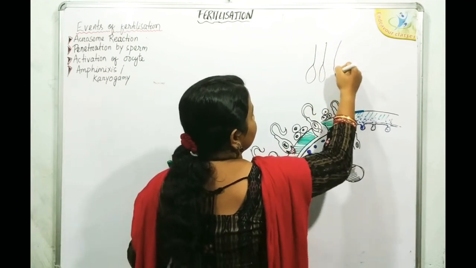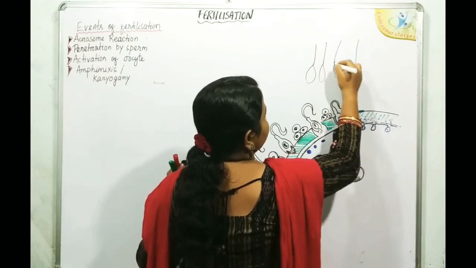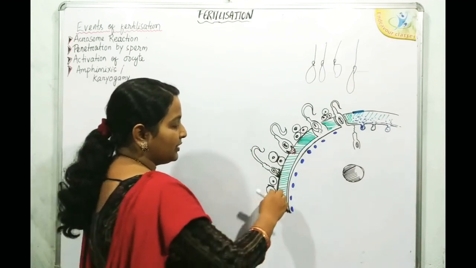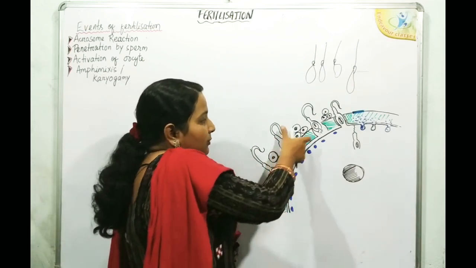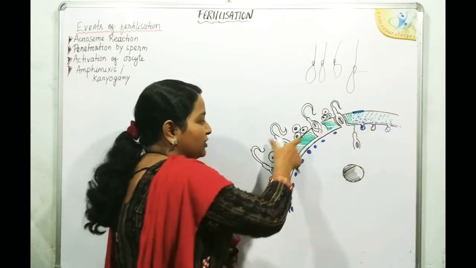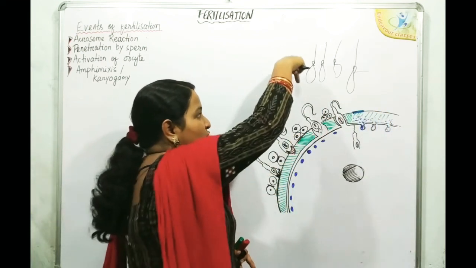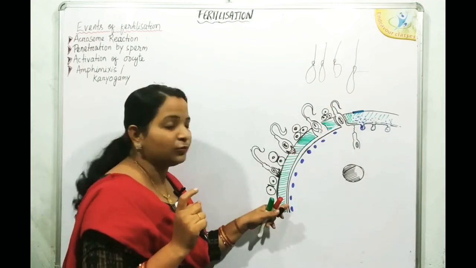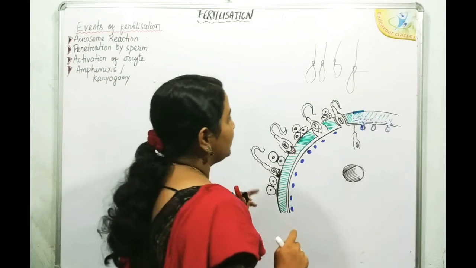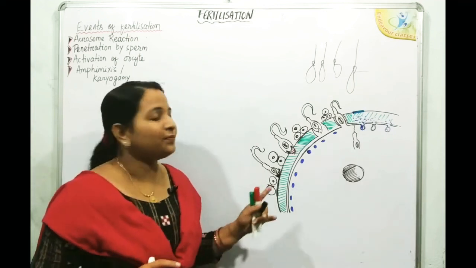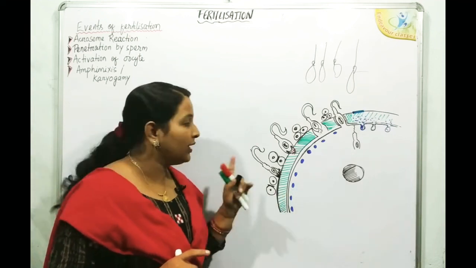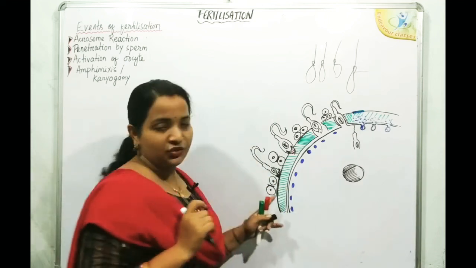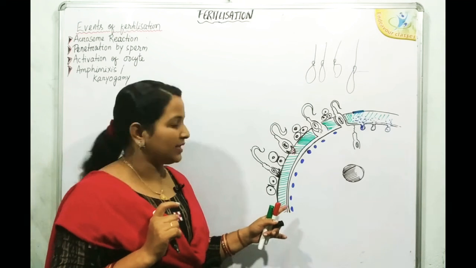So now the arrested secondary oocyte is waiting inside the ampulla, and many sperms have reached the surface of the secondary oocyte to fertilize it, and these are the outer boundaries or outer membranes of the secondary oocyte through which the sperm has to reach the surface of the plasma membrane of the oocyte. But remember, only one sperm enters the egg. Only one sperm finds its way to reach the surface of the oolemma or plasma membrane.